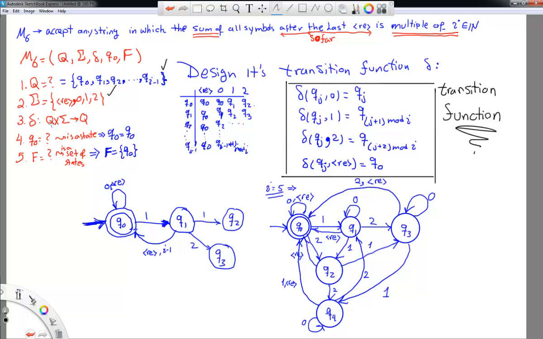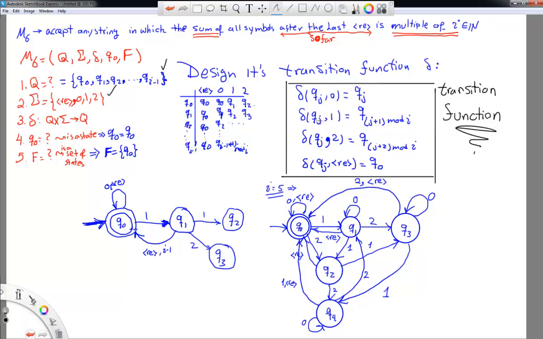The delta function will be from the domain of Q cross sigma onto Q. The start state is Q sub 0, and the final state is the set Q sub 0, which is when the modulo I of the sum is 0, which means that the sum is a multiple of I. And all you need to do in each state, Q sub j, if you read 0, you stay in that state. If you read 1, you go to the state which is j plus 1 mod I.